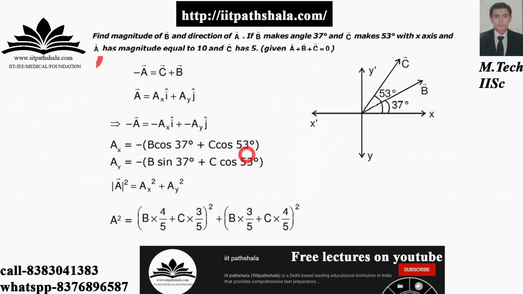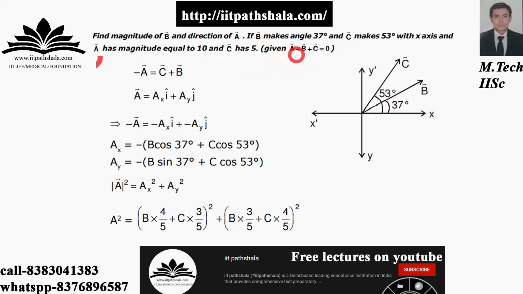As we have got the knowledge of vector equations and how to solve them, we will be using that knowledge in this question. Find out the magnitude of b vector and the direction of a vector if b vector is making an angle of 37 degrees and c vector is making an angle of 53 degrees respectively with your x-axis. A and C have a magnitude of 10 and 5 respectively. The equation given to you is a plus b plus c vector equal to 0. This is your vector equation.